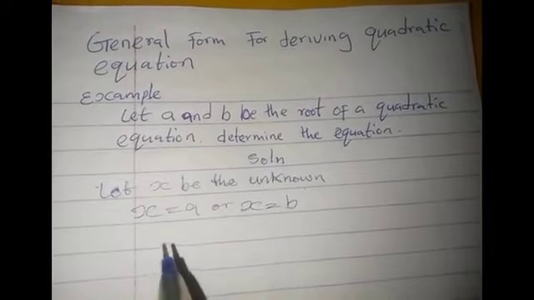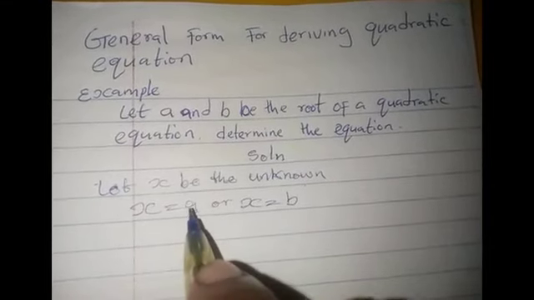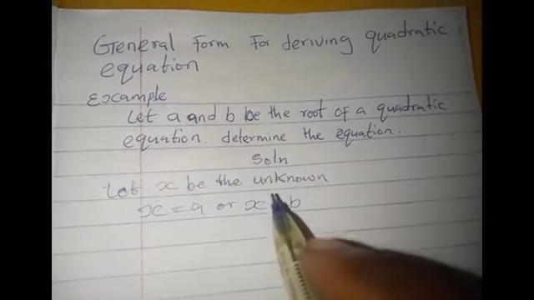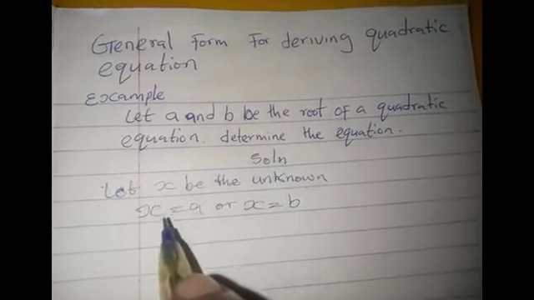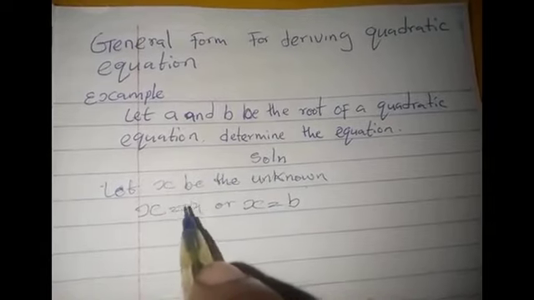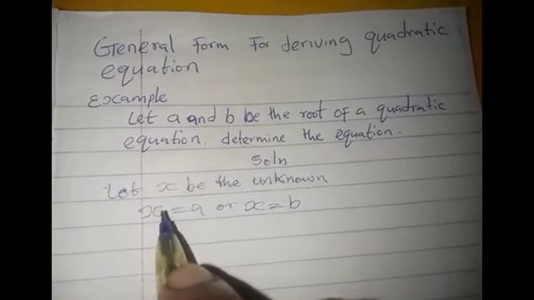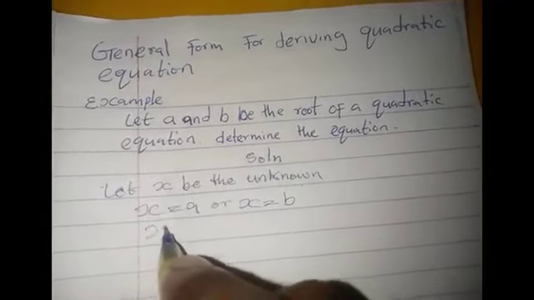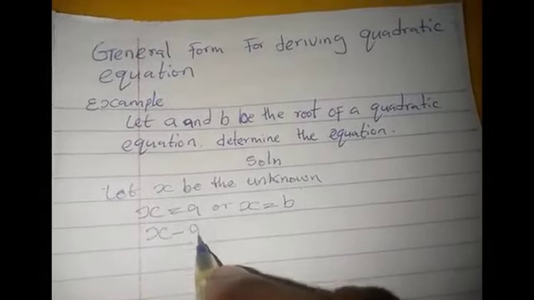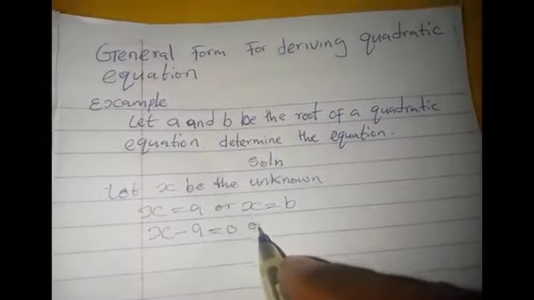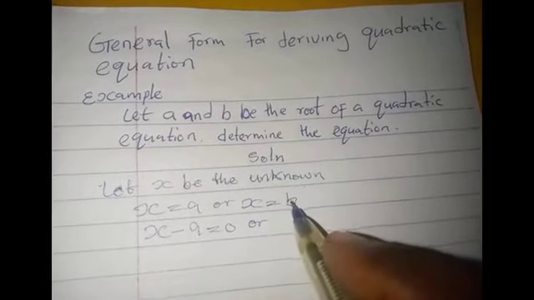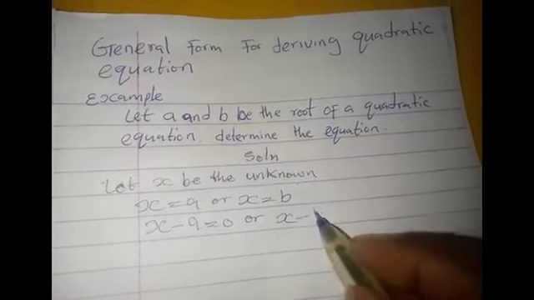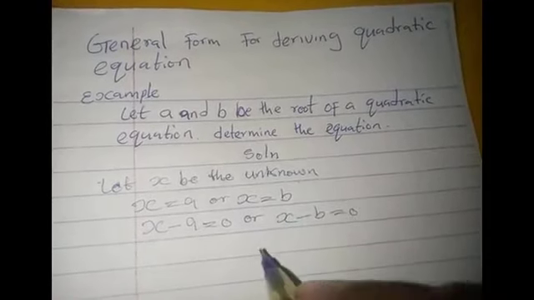How do we equate this equation to 0? We'll take our a and cross it over to this side. Likewise our b and cross it over to this side. To cross our a over to this side, our a is positive. So once our a crosses the equality sign, it becomes negative. So we then have x minus a is equal to 0, or positive b crossing the equality sign becomes negative, x minus b is equal to 0.